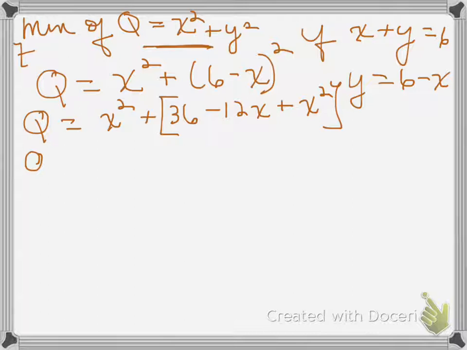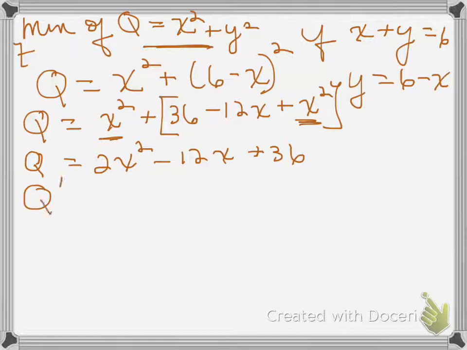So I have q equals, here's an x squared, here's an x squared, so let's say q equals 2x squared. Then let's do it in standard form. So I'm going to say minus 12x plus 36. Okay, now I am ready to take the first derivative, because that's what I'm going to do to optimize this problem, because I'm trying to find the minimum. Okay, so I get 4x minus 12 for my first derivative, and I get 4 for my second derivative.